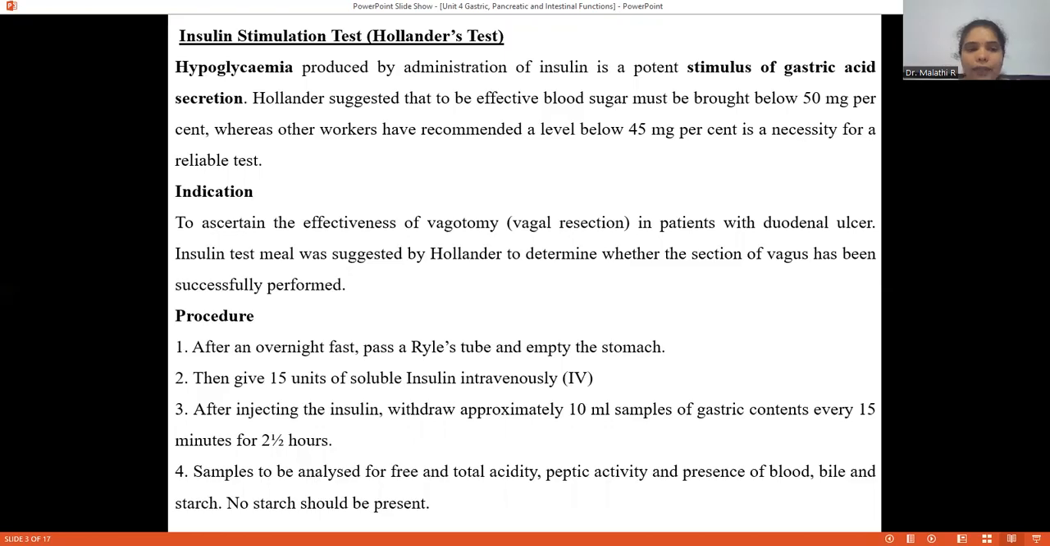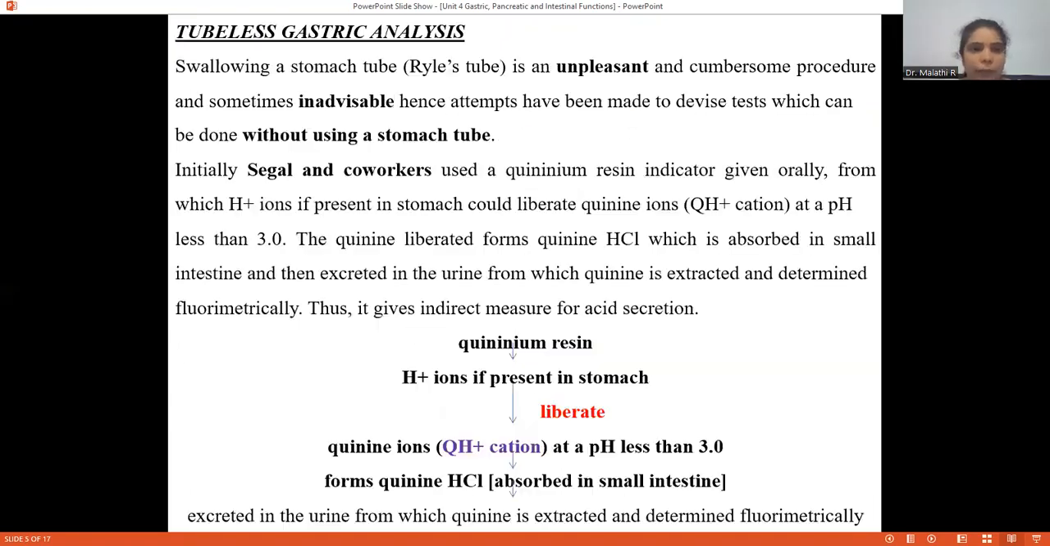The trauma, pain, and discomfort caused by the insertion of the Ryle's tube are overcome with the help of the tubeless gastric function test. Here we will not use the Ryle's tube. Instead, we assess gastric juice secretion by an indirect method where you don't use the tube. So we call this tubeless gastric analysis or tubeless gastric function test.